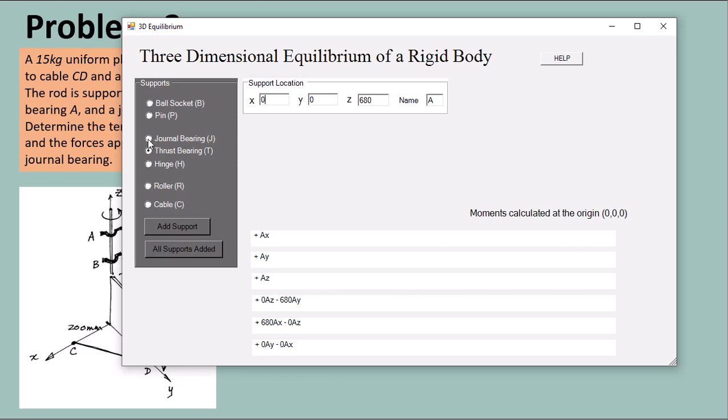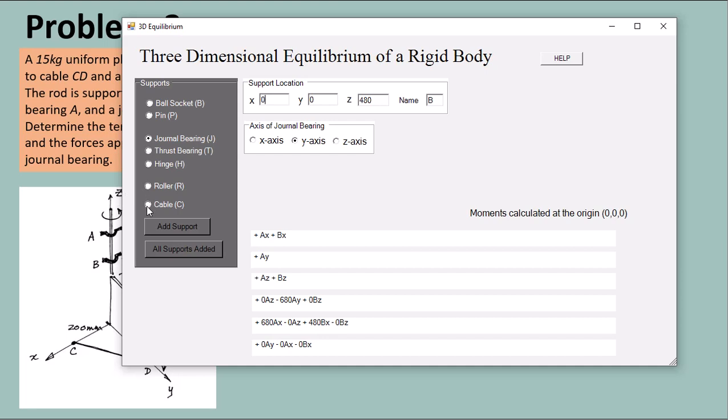We add a journal bearing at the support. Its location, we give it a name B. This journal bearing applies forces only in the X and Y directions. Add it.